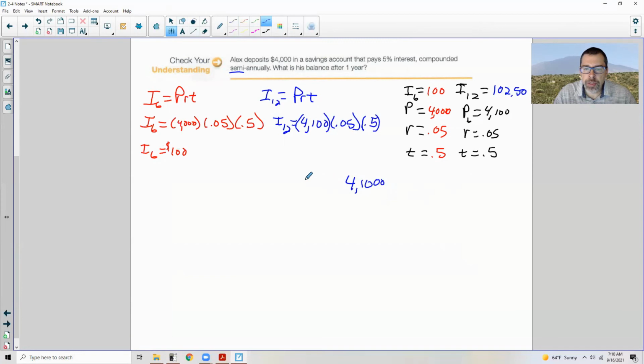That was our principal plus interest from the first 6 months. And then we're going to add the interest, which was $102.50, to the 4,100. So the final balance after a year of compounding semi-annually at 5%, $4,000 will become $4,202.50.